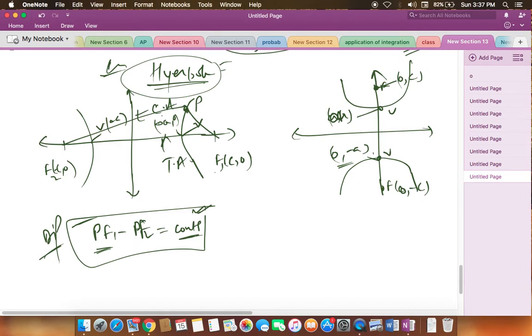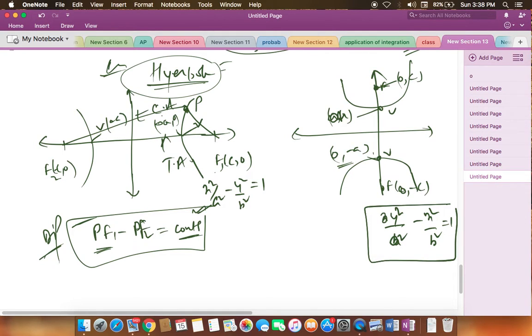hyperbola. Okay, this sort of equation is called x square by a square minus y square by b square is equals to 1. And the second type, the vertical hyperbola, is given by y square by a square minus x square by b square is equals to 1.